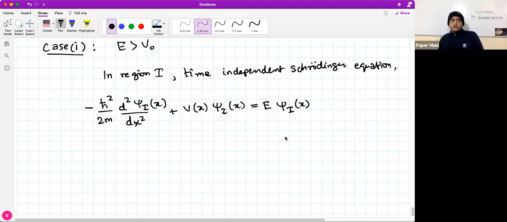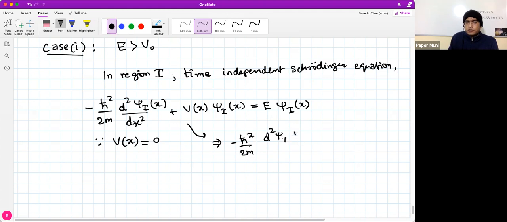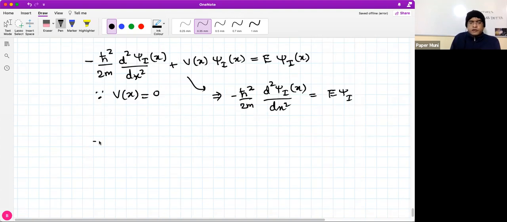Now, what happens here? In this region it's given that V(x) is equal to 0. So putting V(x) equal to 0 in this equation, we get minus h cut square by 2m times the double derivative with respect to x equal to E psi 1. Now let's simplify this further.